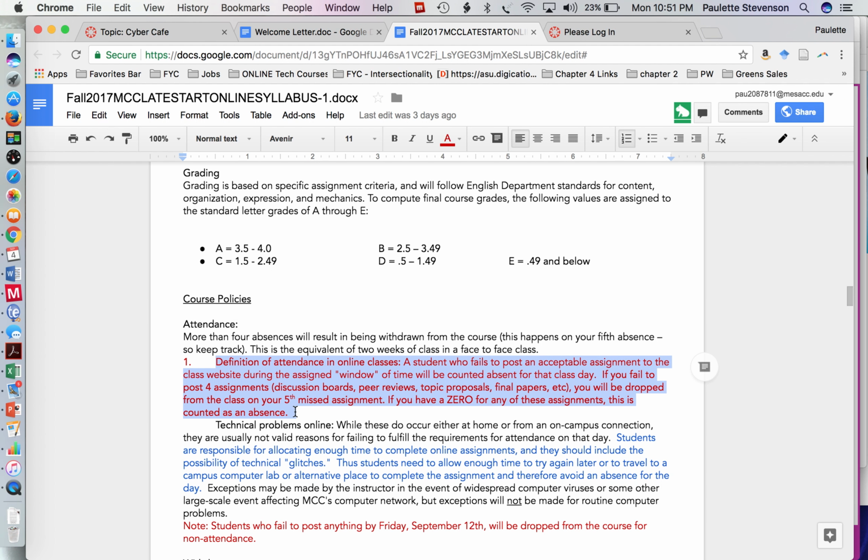You are allowed to miss 4 classes. This means missing 4 assignments. So again, if you miss a discussion board post by accident, if you miss a topic proposal, if you miss peer reviewing someone's rough draft, all of those things are counted as an absence. I tell students that if you get a 0 on an assignment because you didn't do anything, that's an absence. You are allowed 4 of these. On your 5th missed assignment, I may drop you from the class, okay?